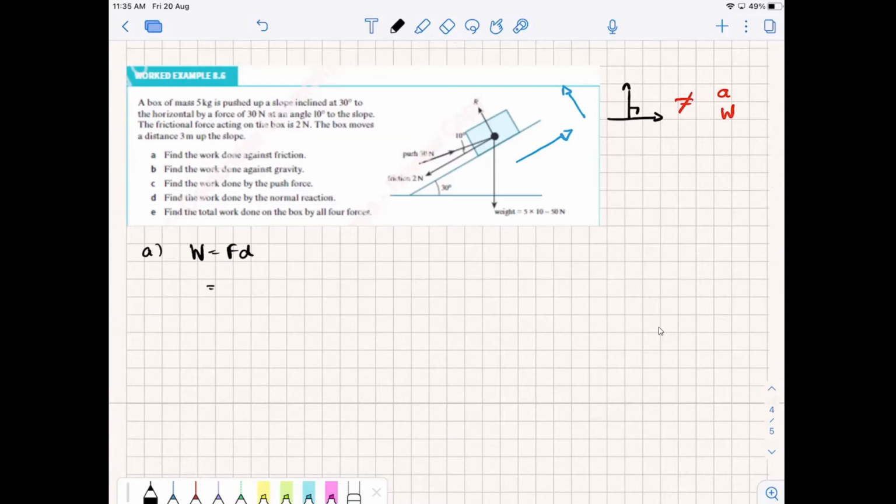So the force is acting in or against the direction of motion. Well, friction always acts against. So it's minus 2 newtons times, what's the distance that the box moved? 3 meters up the slope. And so we're going to get 6. Why must I write M when I can just write joule? Why am I not putting a minus sign there?